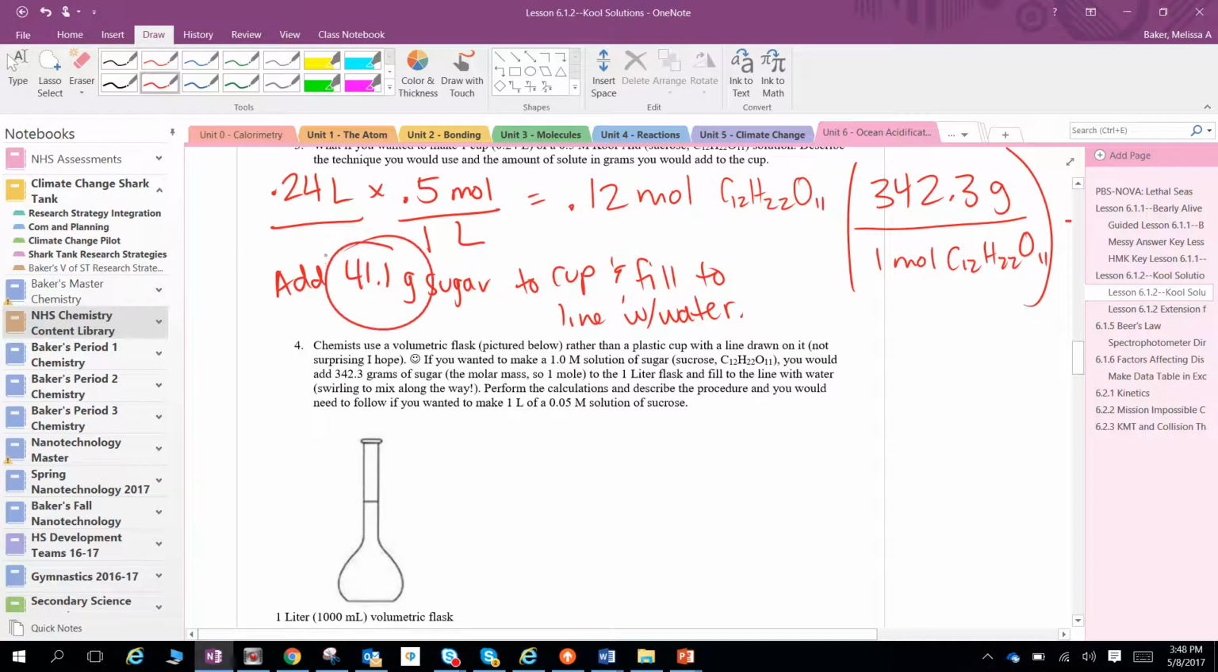Makes sense too if you think about it, because 24 grams made a 0.3 molar solution, so it wouldn't be double, 48, if you're going from the 0.3 molar to the 0.5 molar, but almost double.